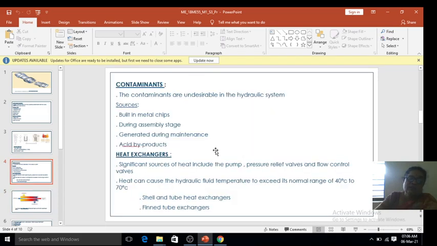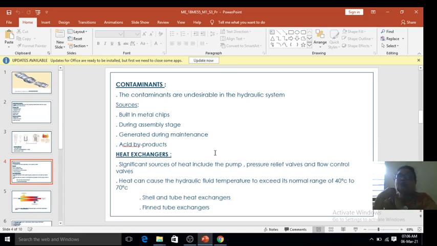Next topic here is heat exchangers. Heat exchangers are the devices which remove the heat developed during the working of the fluids, especially due to very high pressures. When the pressure of the fluid rises, the temperature of the fluid also rises.